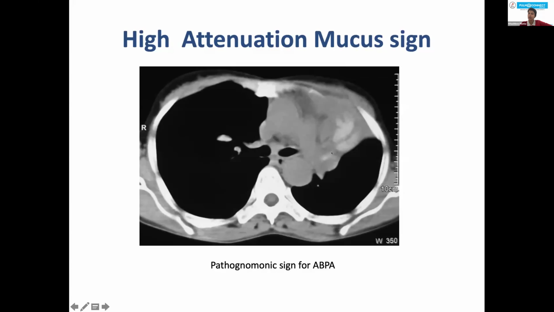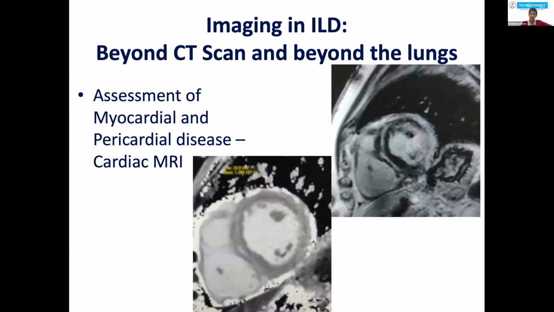Often these bronchi also contain high attenuation mucus, which is a highly sensitive sign to pick up allergic bronchopulmonary aspergillosis. So this is a bright attenuation and this is the normal attenuation. Please note it's a non-contrast scan. So if you see on a non-contrast such whiter areas, this is called the high attenuation mucus sign. So that was about the various imaging patterns on HRCT.